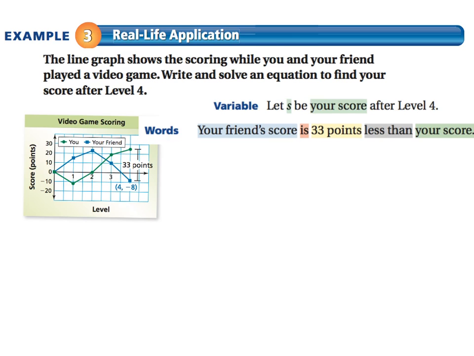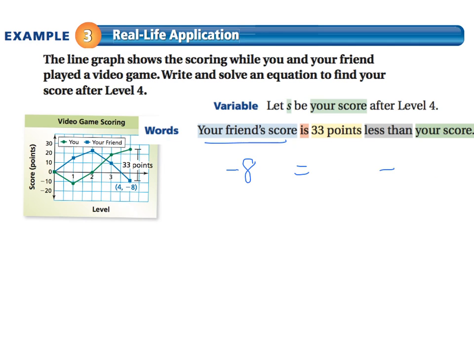Now let's start plugging stuff in. Your friend's score. What is your friend's score? -8. Is stands for equals. 33 points is 33. Less than is minus. Your score is S. Wait a minute. Something's wrong. What's wrong?